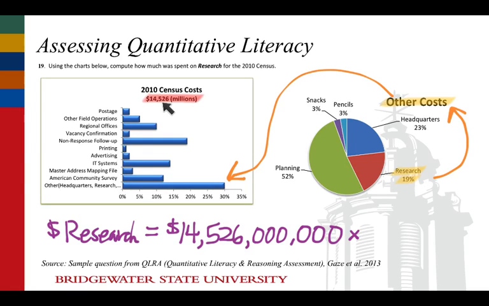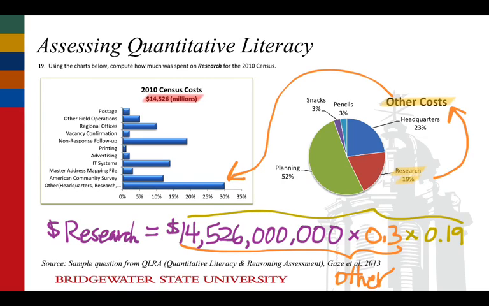Yeah. Research is only 30% of it. And research is 30% of that. Or sorry, not research. The other costs are 30% of that, right? So if I do 0.3 times that, now that's going to give me my total other costs. And then I need to take 19% of that. And that's going to give me my amount for just the research portion of this.